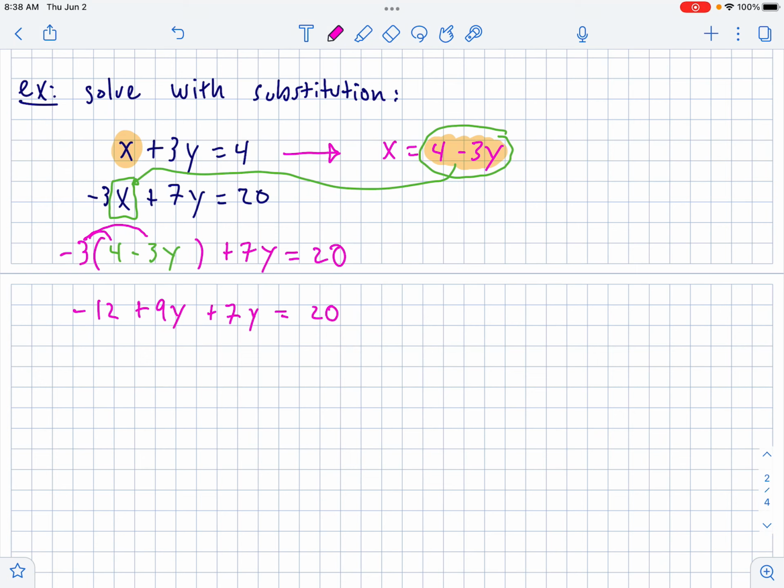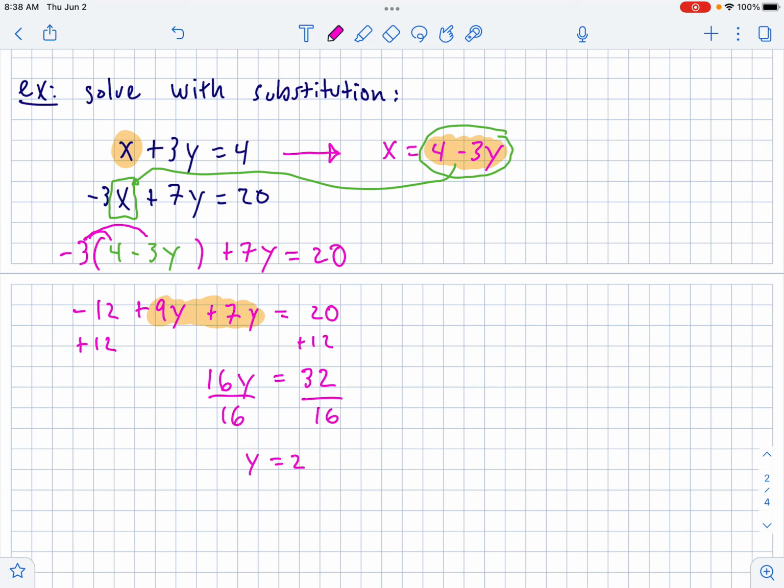So then we're going to add 12 to both sides. Oh, also, we'll do two moves at once. The 9y plus 7y is 16y. So we get 16y is equal to 32. Divide both sides by 16. You get y is equal to 2.